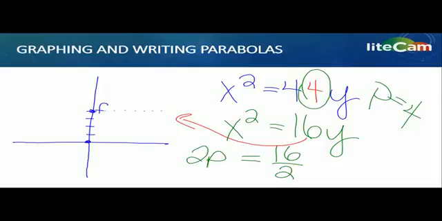So here we go. We're going to do 8 this way. This is the way I usually do it. I say, oh, it's supposed to be 16 all the way across, so I'm going to go 8 one way, 8 the other way, and boom, I've got the width of my parabola.